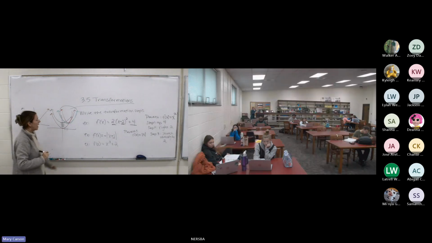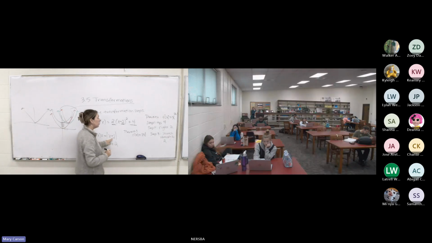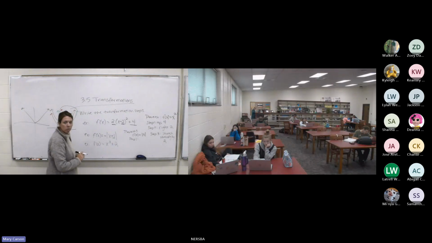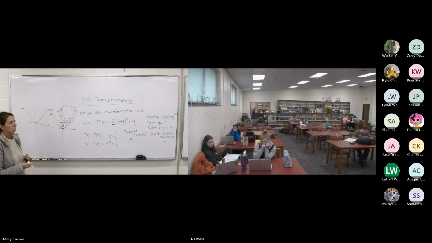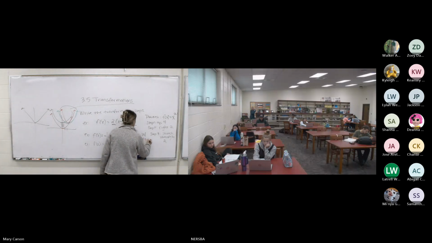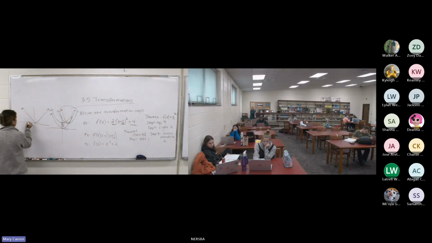So now we're adding 1 on the inside. If I'm adding 1 on the inside, is that a horizontal or vertical shift? Left or right, which is horizontal. And we're going to go left 1. Good. So this moves to the left 1. It's not going to change the shape. We're just moving it over 1.